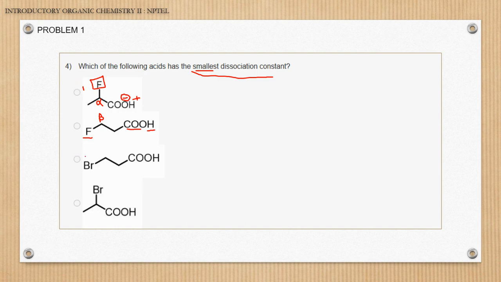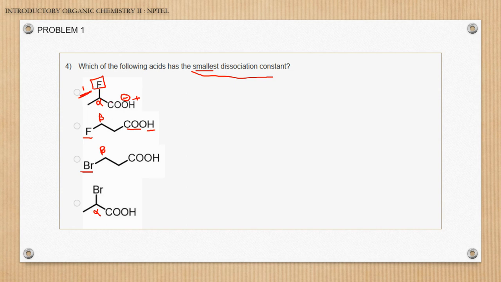So now coming to option number 3. Here, again, this is attached at the beta position and that is attached at the alpha position. Bromine is less electronegative than fluorine, but here also the alpha-beta case is there. So bromine at the beta position will stabilize this carboxylate ion less than the bromine present at the alpha position. So the stability of this carboxylate will be highest in the case of 1.